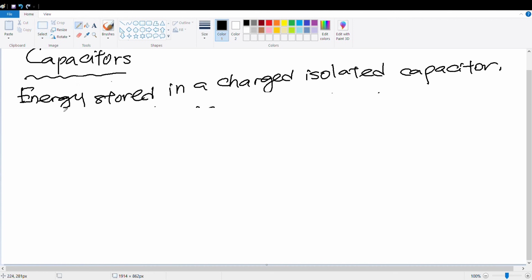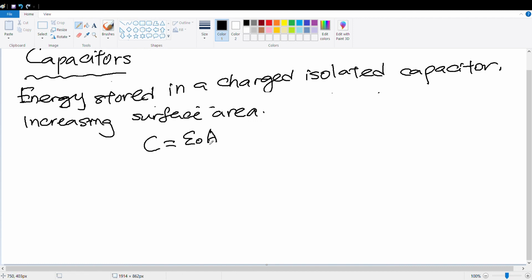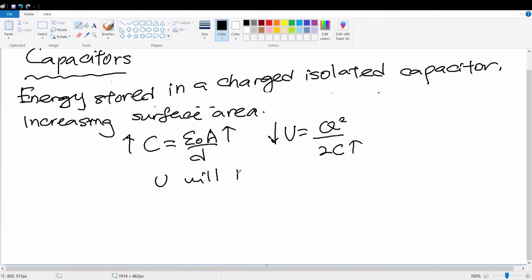Increasing the surface area. We know that the capacitance is equal to epsilon naught A over D. So if the surface area is increased, the capacitance of the capacitor will also increase. Based on the electrical potential energy, an increase in the capacitance will decrease the electrical potential energy. So in this case, my U will decrease.